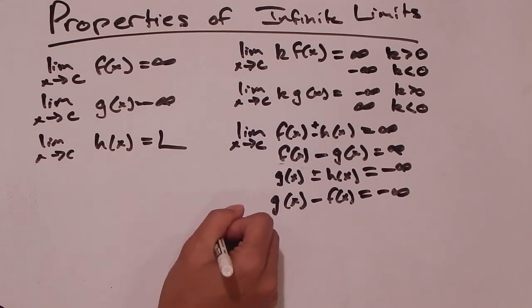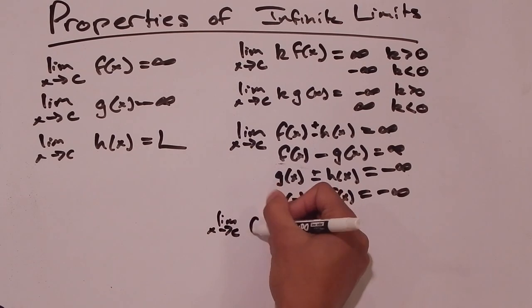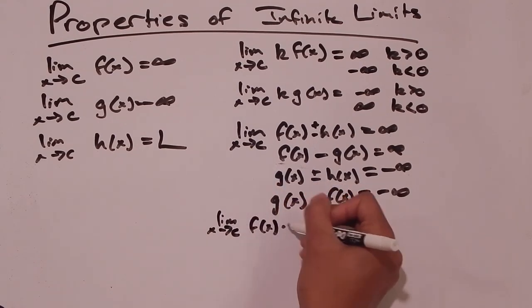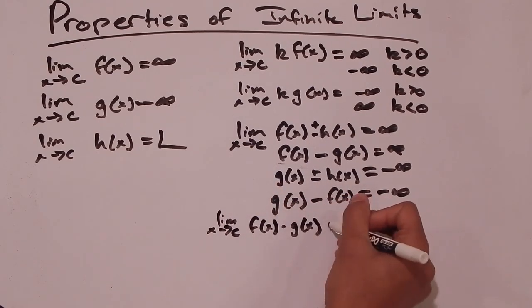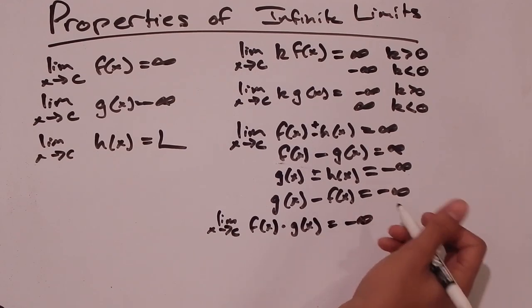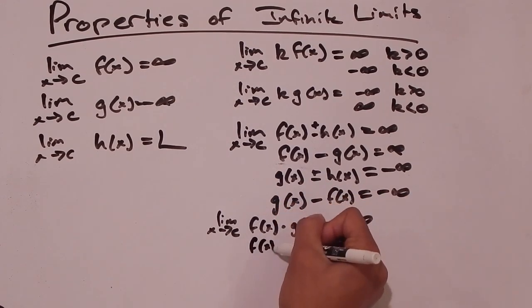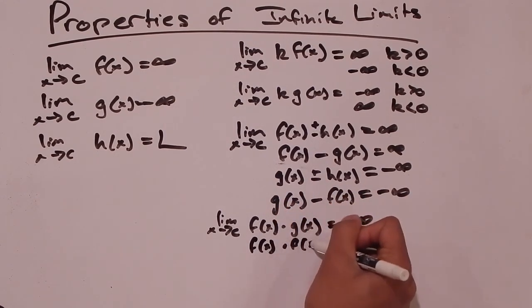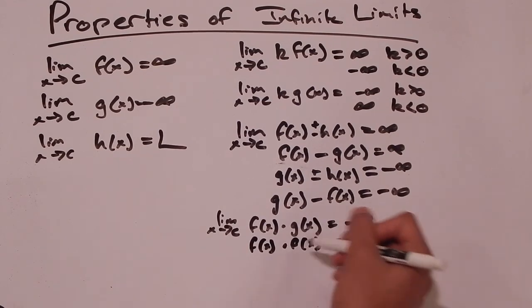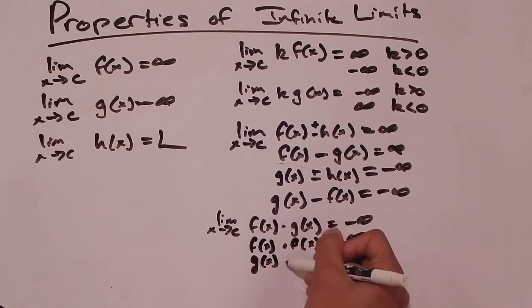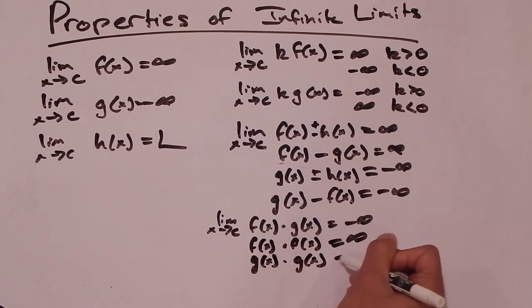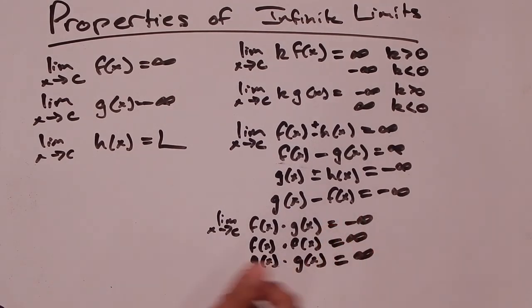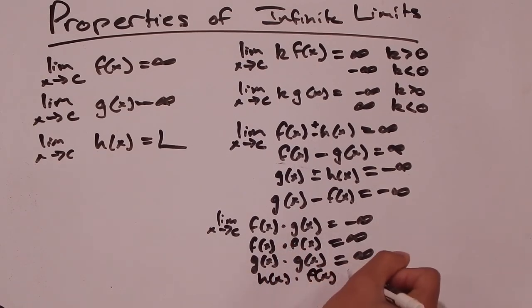Okay, now let's take a look at some of the product properties we're going to get. So the limit as x goes to c of f of x times g of x is going to be negative infinity. The limit of f of x times f of x, or some other function where that's approaching infinity, is going to be infinity. And g of x times g of x is going to be infinity. And then the limit as x goes to c of h of x times f of x is infinity.